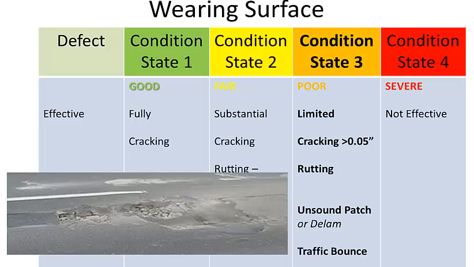If there's some sort of traffic bouncing, now this image is probably a better example of condition state 4, where you have maybe a substantial traffic bouncing or even traffic that has to swerve to miss something. Obviously that would be condition state 4, that rectangular area, that square footage.